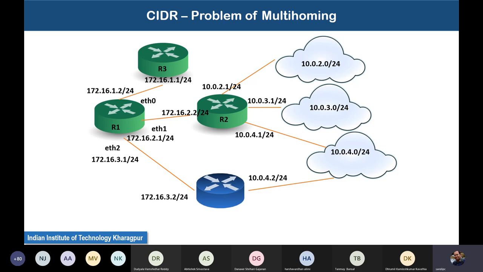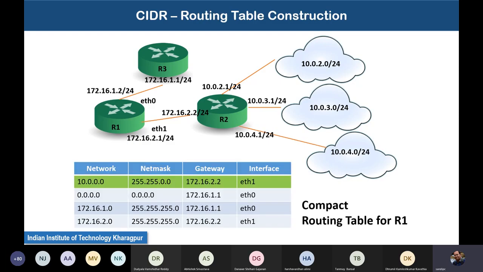Now, there is another problem of doing such kind of compaction. Yeah. Sir, can you go back to the last slide? Yeah, Sir, how is the network column filled in the previous slide?